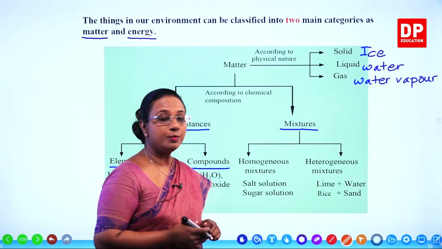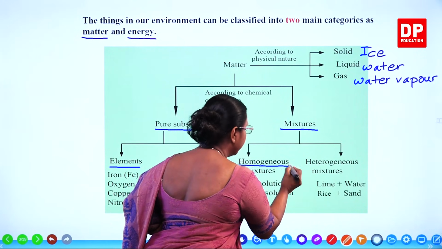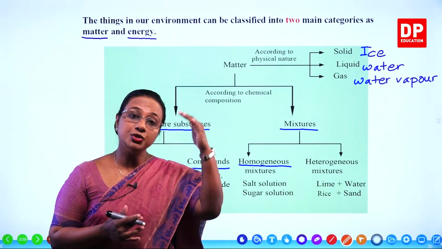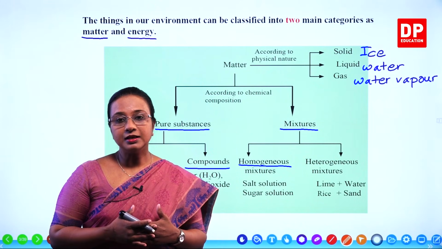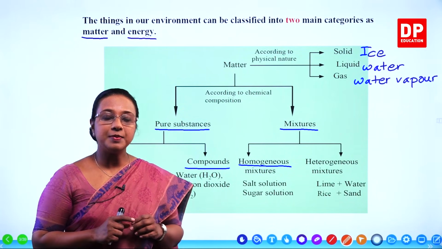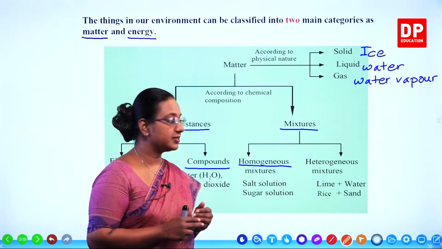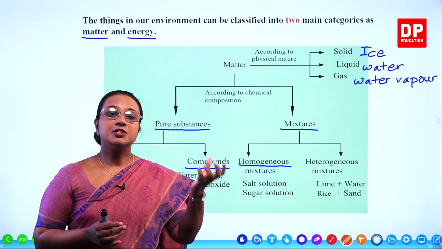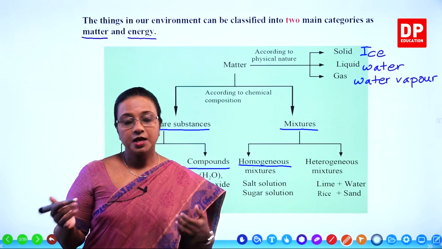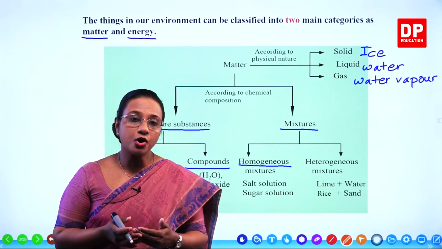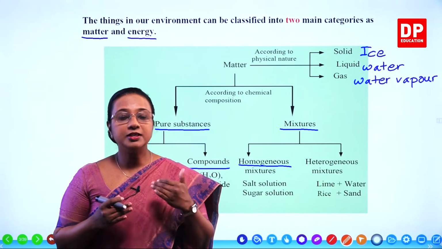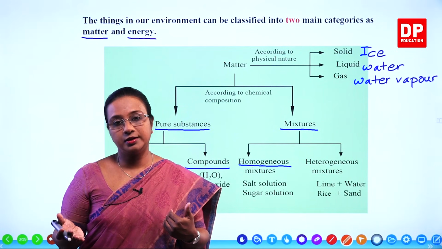So we have homogeneous mixtures. Homo means same. If the composition of a mixture is uniform throughout its bulk, then it is known as a homogeneous mixture. For example, we take salt, the first example, salt solution. The salt exists as crystals and water is a clear liquid. You mix them together, you get the salt solution. Once it's mixed completely, you cannot differentiate salt from water.